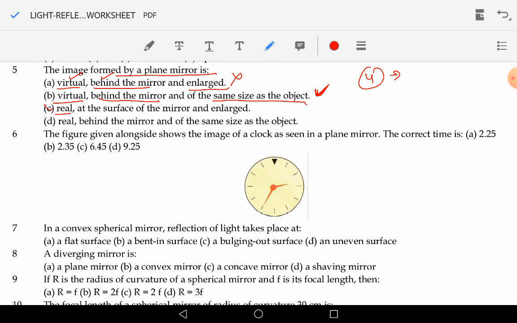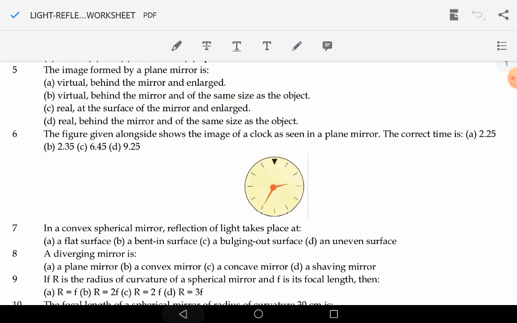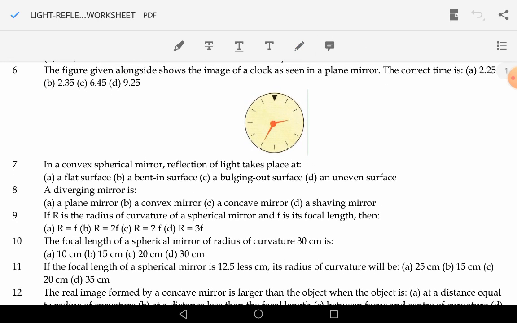It is real, that is wrong. At the surface of the mirror, that is also wrong because the image is formed behind the mirror, and enlarged, that is absolutely wrong. Real is wrong, behind the mirror is correct, and same size. So you all can see that in A, C and D part, one or more things are wrong, but in B part everything is correct. So our answer over here is B. 5th, the answer is B.